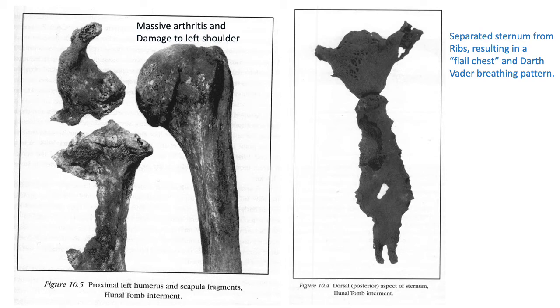Here you can see his sternum, which, because of a blow to the chest at some point many years before his death, the ribs and sternum actually separated from one another. And so he would have had what's called a flail chest, and a Darth Vader breathing pattern would have resulted from that. This warrior king of Copan suffered all of these injuries years prior to his death, and yet continued in the role of the leader of his people.